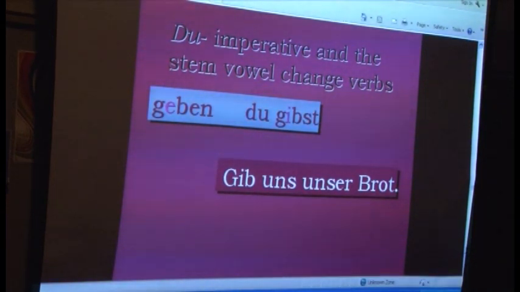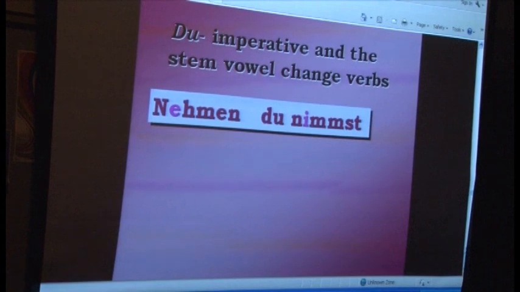It's a command. See, it's rude actually. We're giving commands to God. How rude. Well, or directions. See, we're giving him directions. Gib uns unser Brot, yeah? Nehmen is another one of those verbs. Essen, nehmen, geben. There were many we studied.